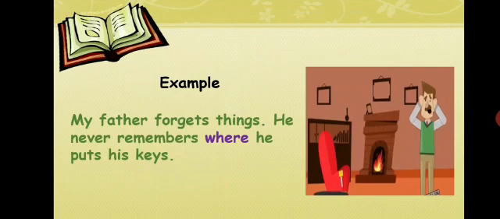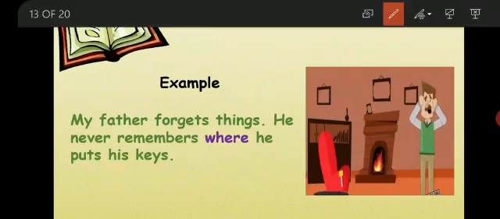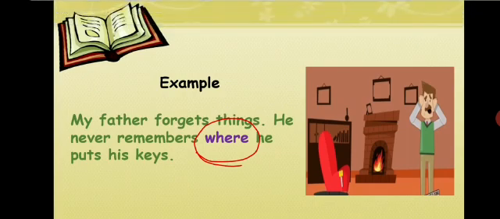In this example, there is a father who forgets things, and he never remembers where he puts his things. So he has forgotten about his keys. Obviously, he has placed his keys in a place, so that's why here we have used the relative pronoun where. My father forgets things. He never remembers where he puts his keys.